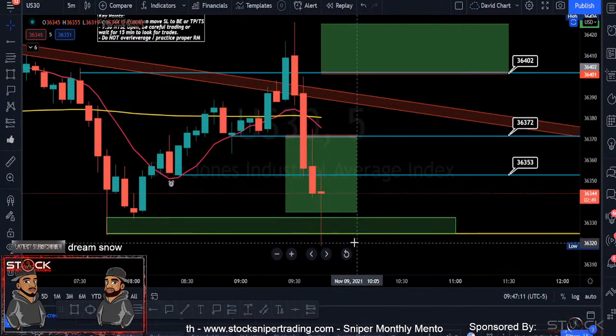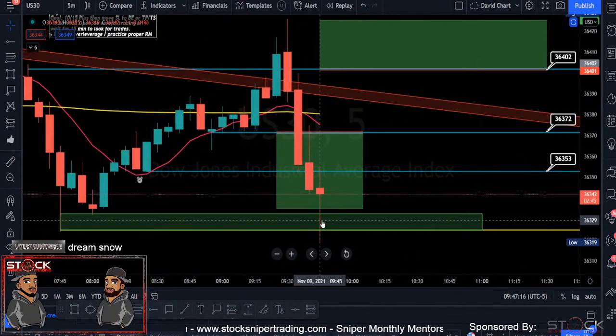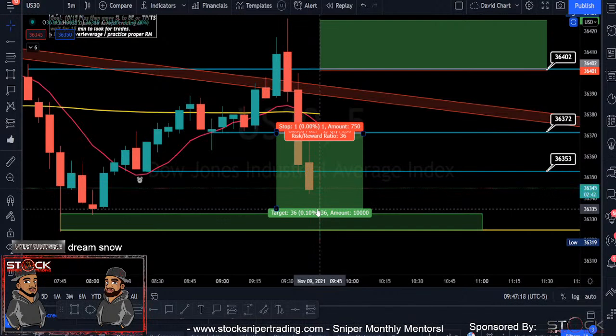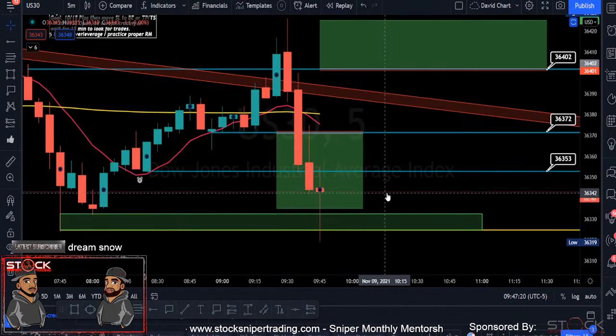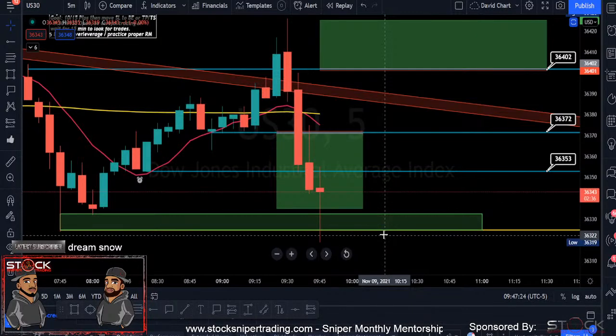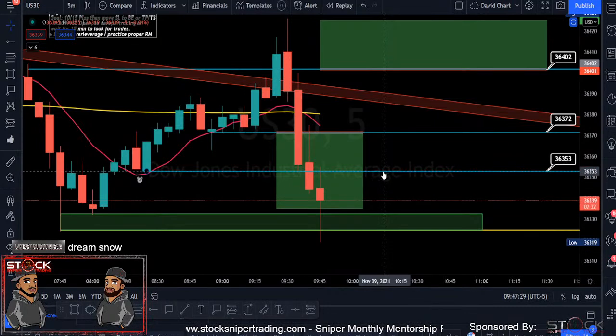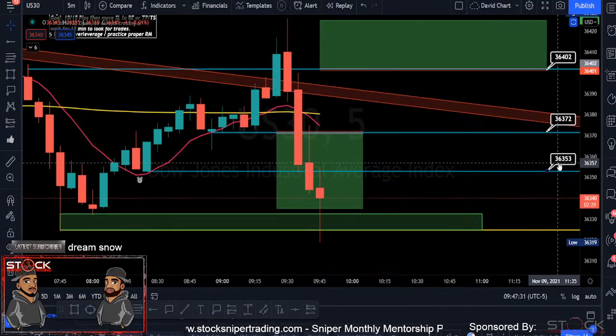Price is still making some lower lows in terms of wicks and structure. So now we just need to wait and see and follow price in terms of what's going to happen here. Look at the indecision. You can see it's a long body here, and the top is getting resisted at that entry, 36353.